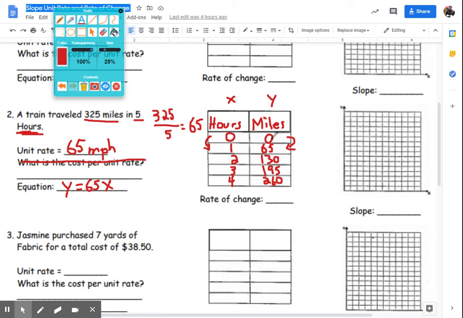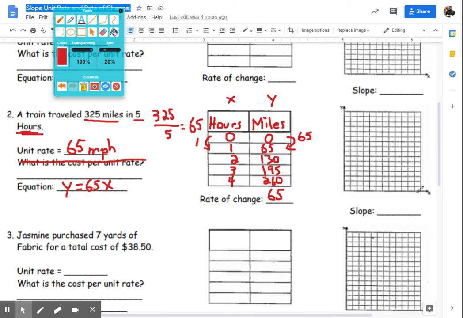x. So if I'm going from 0 to 65, that's a change of 65. If I'm going from 0 to 1, that's a change of 1. If I divide 65 divided by 1, we get 65. All right, so now let's graph it.